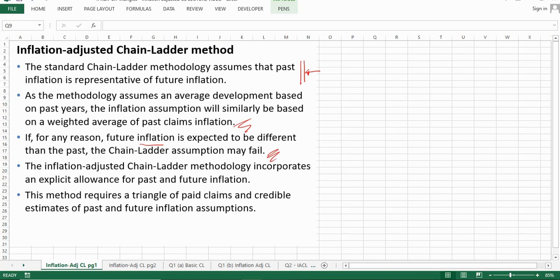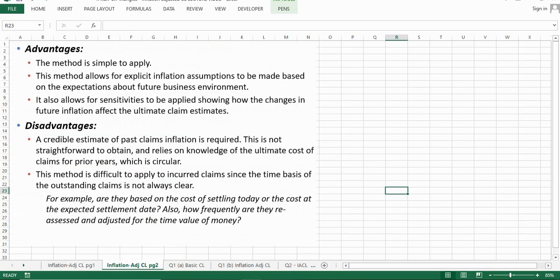So that's where the inflation adjusted chain ladder methodology comes into play. It incorporates an explicit allowance for past and future inflation. This method requires a triangle of paid claims and credible estimates of past and future inflation assumptions. Let's move on to the advantages and disadvantages of the inflation adjusted method.